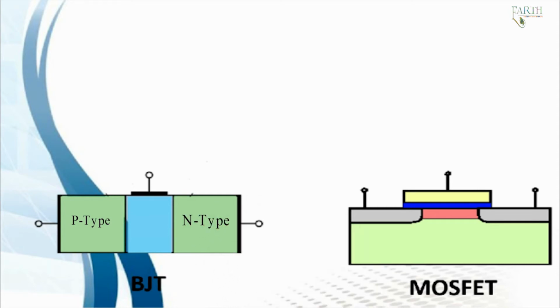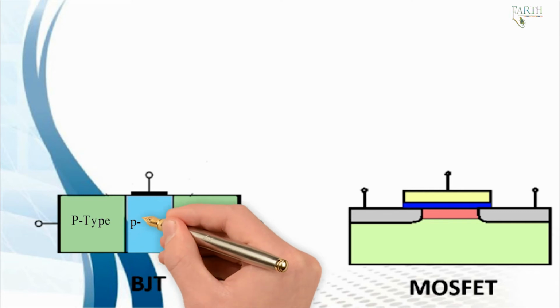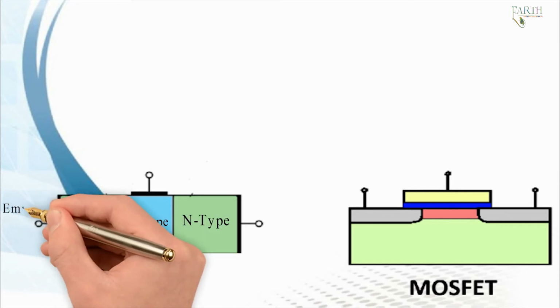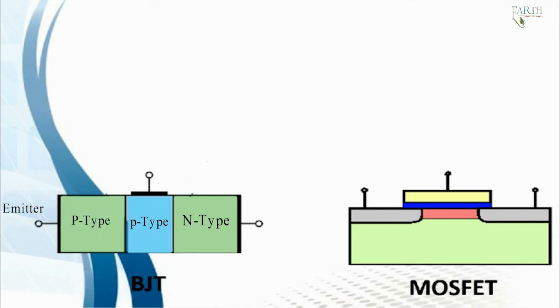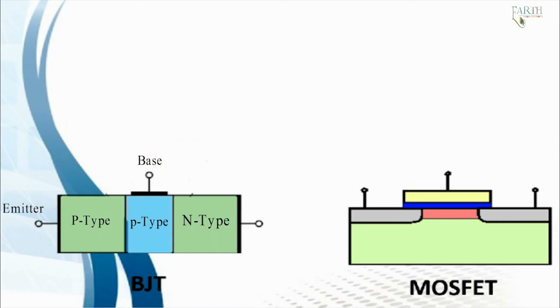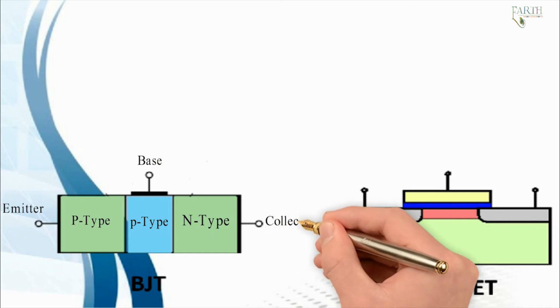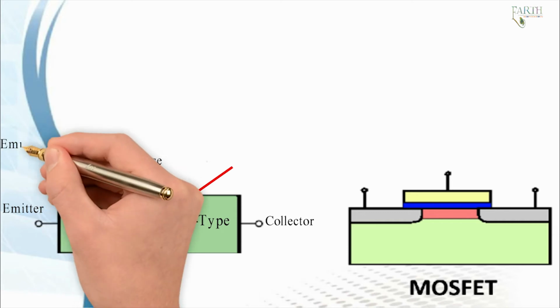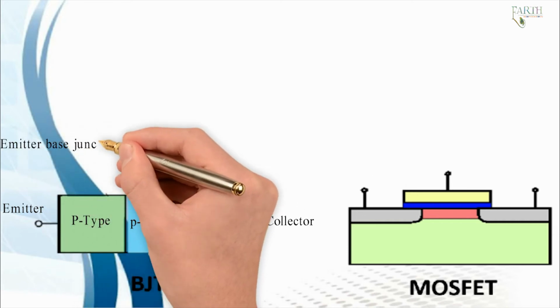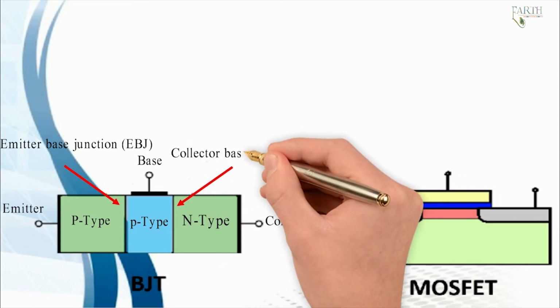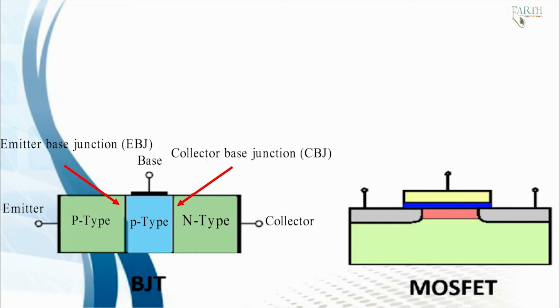P-type, N-type, P-type. Emitter, base, collector. Emitter base junction, EBJ. Collector base junction, CBJ.